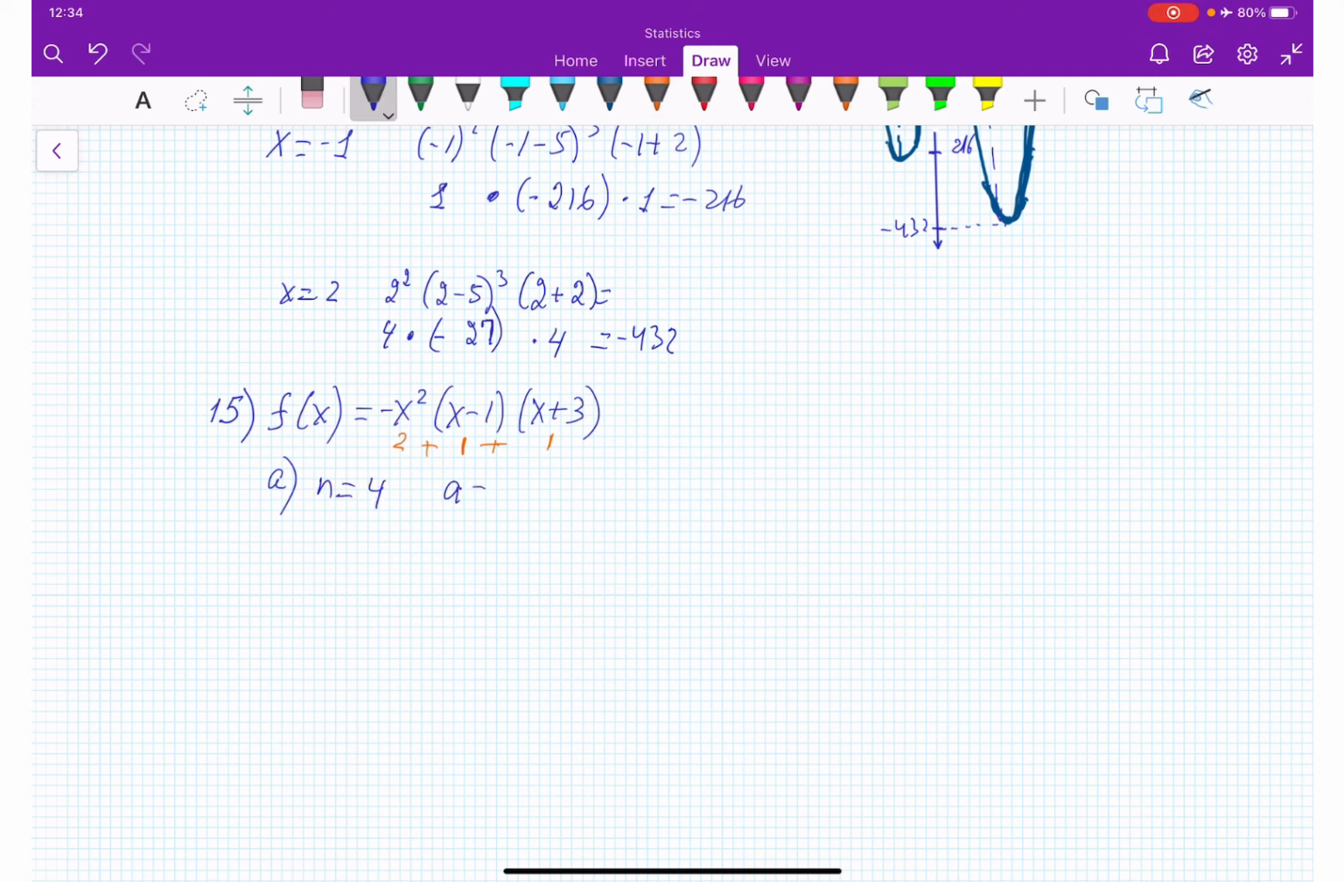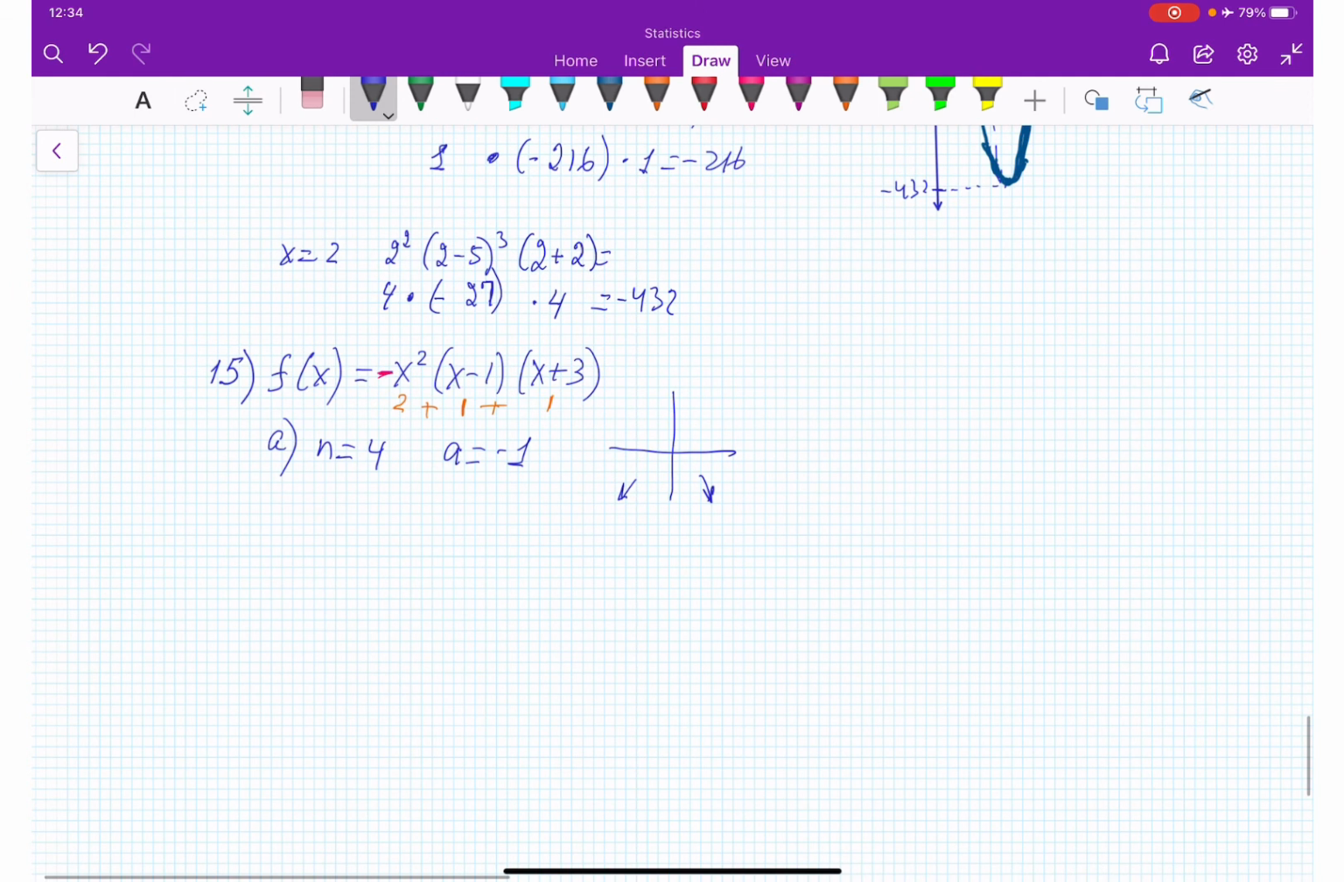A is equal to negative 1. Yes, here it is, this negative. There is no other coefficient. That means negative 1. Okay, so end behavior is going to be this.